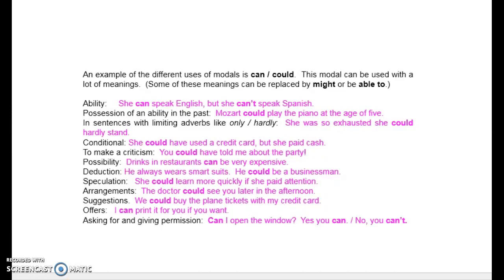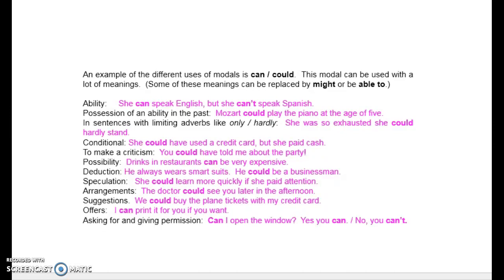You also have it to make a criticism, and here you use it when you are annoyed about something. So here the example is, you could have told me about the party. You could have come before. There you are annoyed, and so you are using it to make a criticism. A possibility. Drinks in restaurants can be very expensive. That is a possibility.